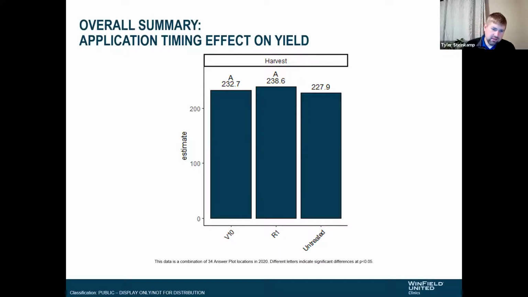Now, this is significant difference at 95% confidence. I bet you if we lowered that to 90% confidence, we probably would see statistical differences. It was roughly about a 6 bushel difference between VT or V10 and R1. Okay, so the R1 timing or slightly ahead of it is going to be critical.